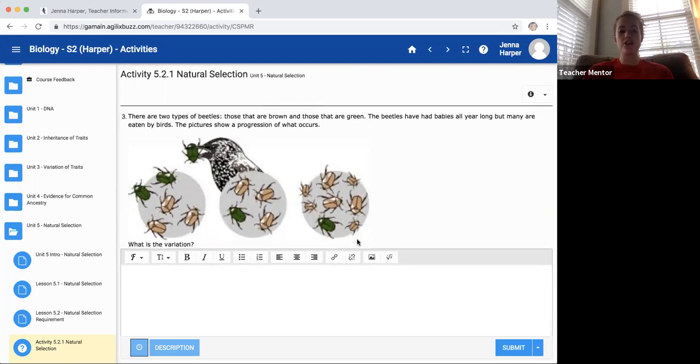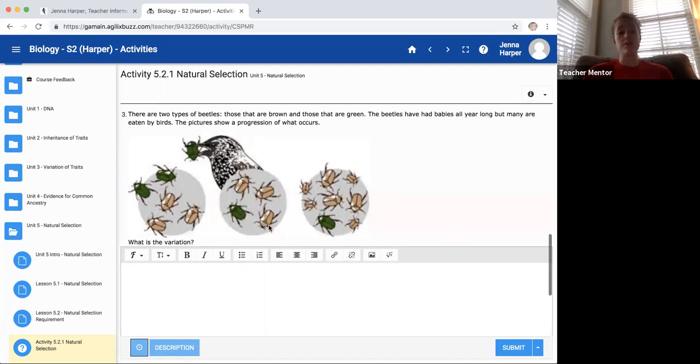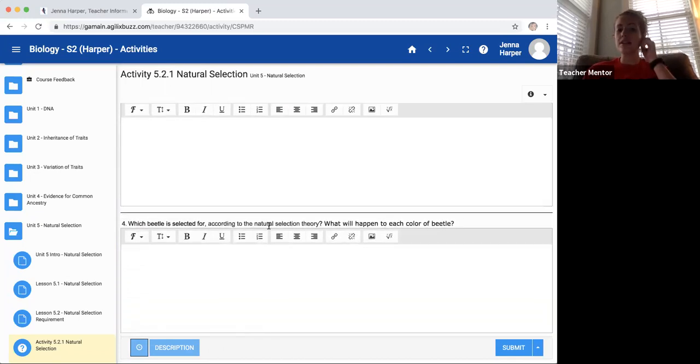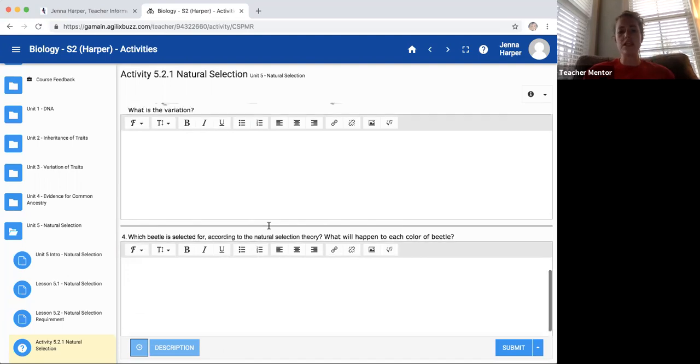So what is the variation? Again, they look the same size, the same species, the same weight, the same everything. So the only variation we have here is going to be the color. We have either green or brown beetles. And then it says which beetle is selected for. According to the natural selection theory, what will happen to each color of the beetle?